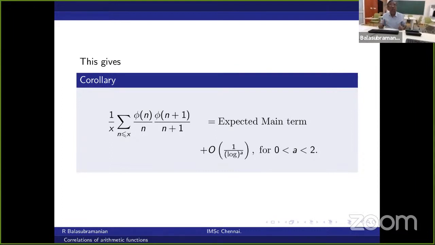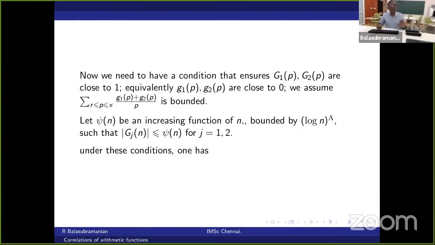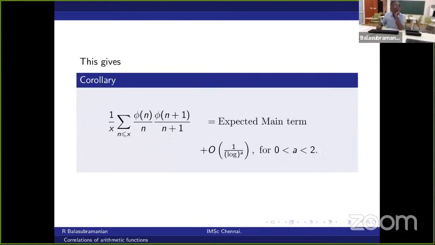This is one method. This is under the assumption. That's the only point which I want to make clear again. That is, under the assumption that the sum of G1(p) plus G2(p) by p is essentially convergent. That's the assumption which we are making.